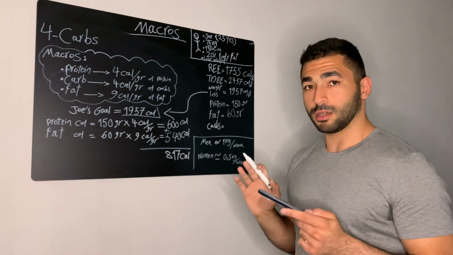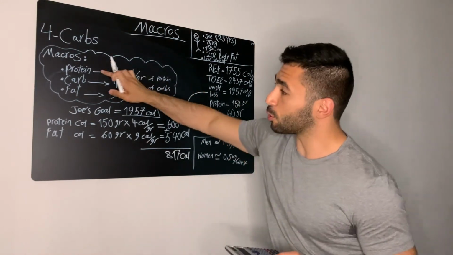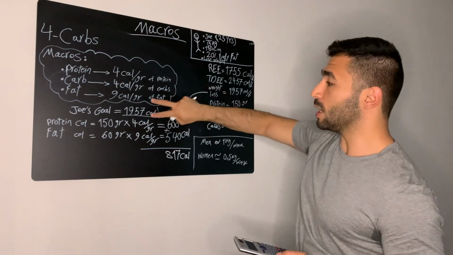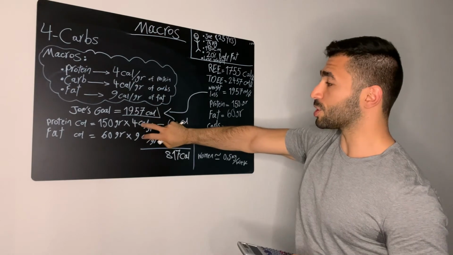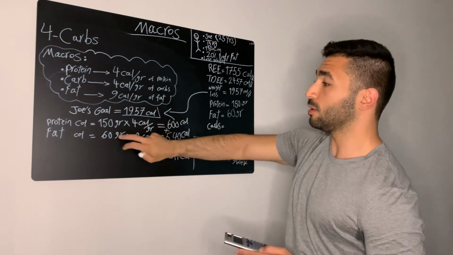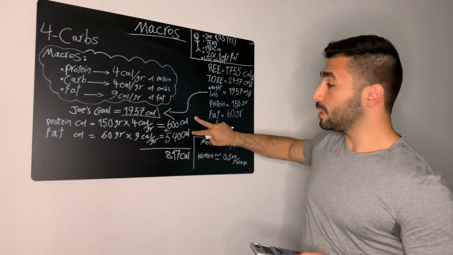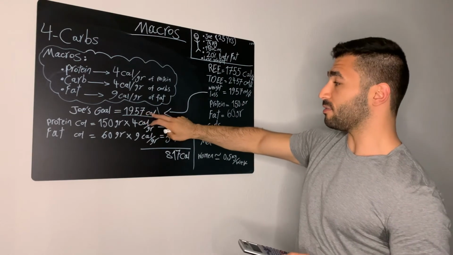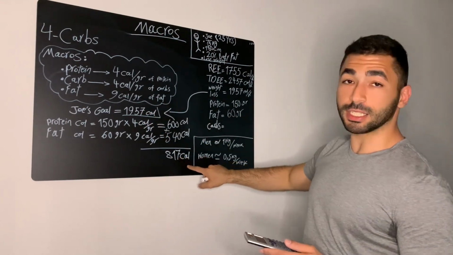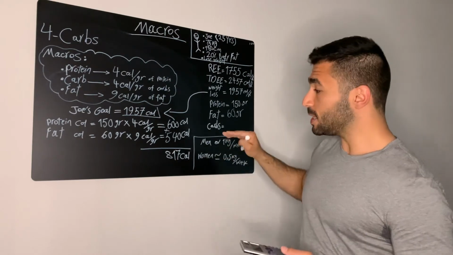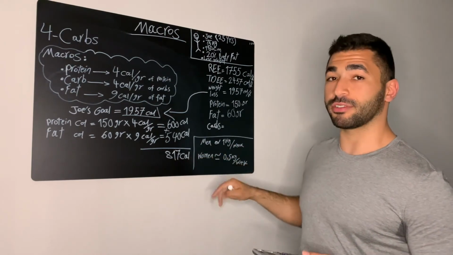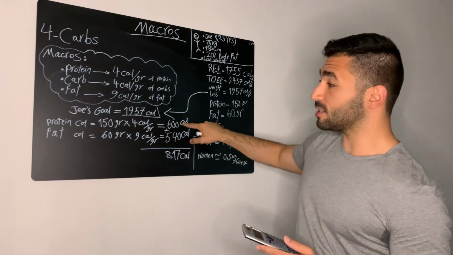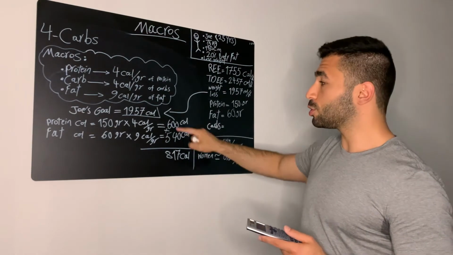Because again, guys, macronutrients are built of protein, carbs, and fat. We already had protein and fat. We calculated how many grams we need. Then we multiplied them by their coefficient, which is 4 for protein and 9 for fat. We got our calories, we added them up together, and we subtracted them from 1,957, which is our goal, and we got 817. So that basically means Joe needs to have 817 calories of carbohydrates per day, 540 calories of fat per day, and 600 calories of protein per day in order to reach his goal.